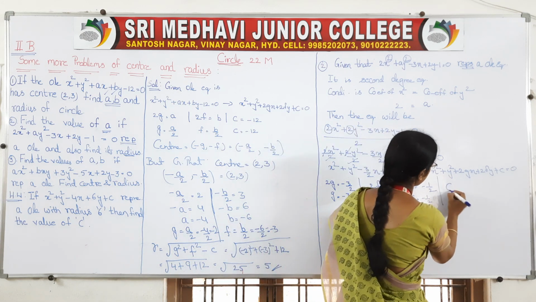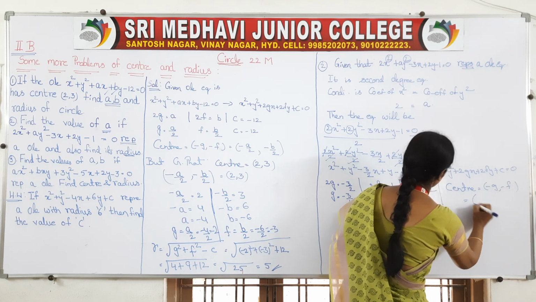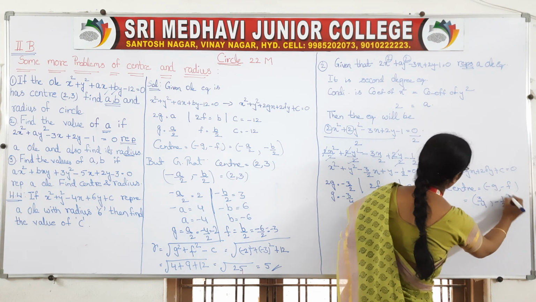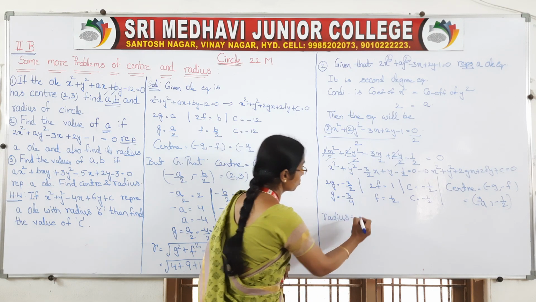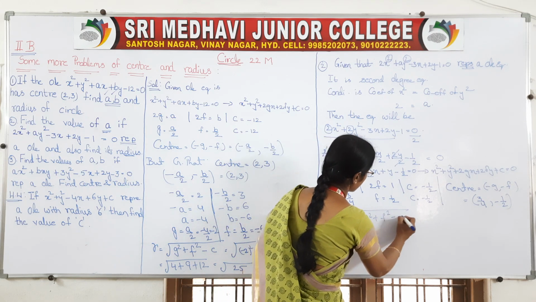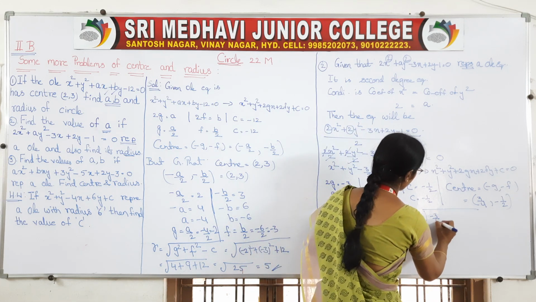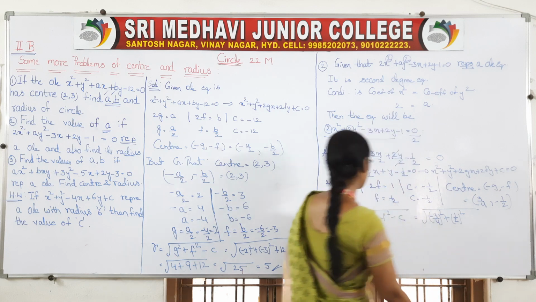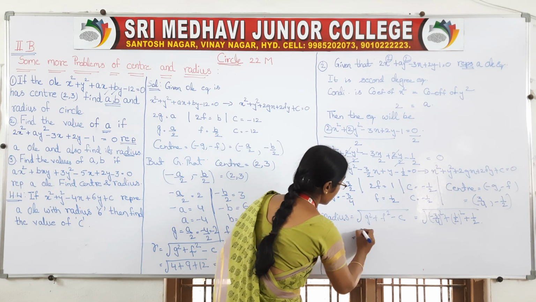So write down the center. The center is equal to minus g, minus f, which is 3 by 4, minus 1 by 2. Now take your radius. You know the formula of radius, we have used it so many times. It is root of g square plus f square minus c, which is root of minus 3 by 4 whole square plus 1 by 2 whole square minus of minus 1 by 2, that is plus 1 by 2. Take the values.